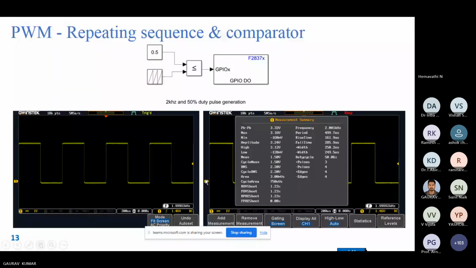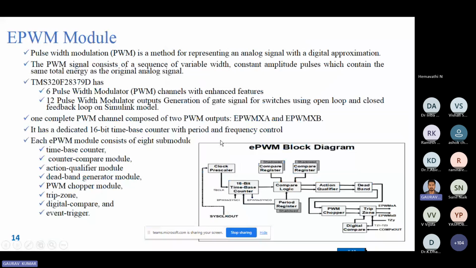So now we have generated the PWM pulses with the help of the repeating sequence and comparator. At last, I will show you by running all the modules, because when I switch on the camera, it automatically logs me out of my Teams, and I'm facing some problems. So at last I will run and show the results. Here we have used a PWM repeating sequence and comparator. I have generated a 2 kilohertz, 50% duty cycle pulse. Now we go to the next slide.